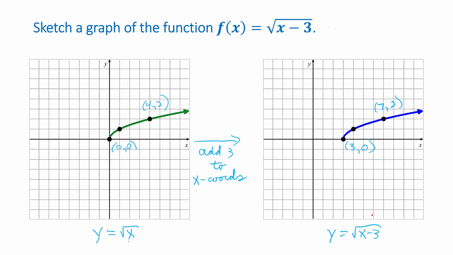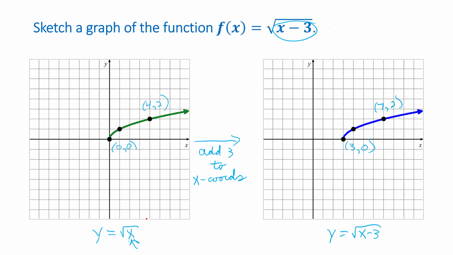Okay, horizontal shifts affect the input values to y equals square root of x. So if we have the x minus 3, this affects the input value of x. And so when we're affecting the input value to a function, this is going to affect the graph horizontally, and that's what we've done here.